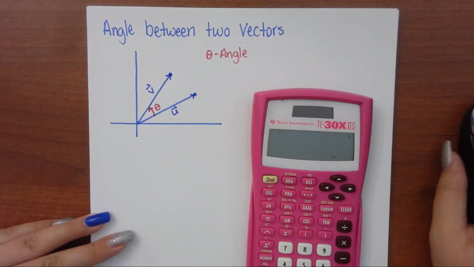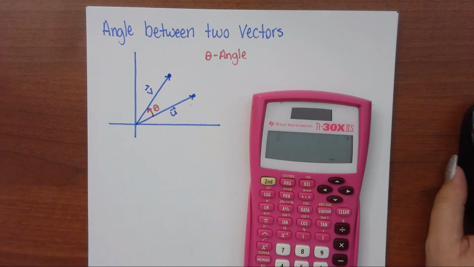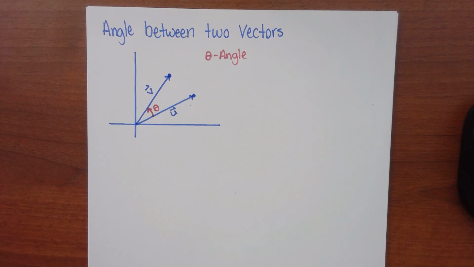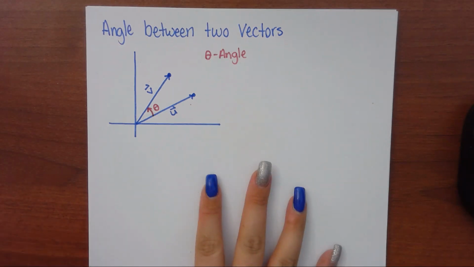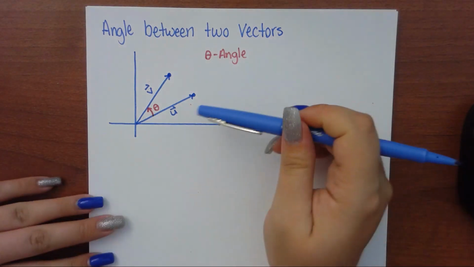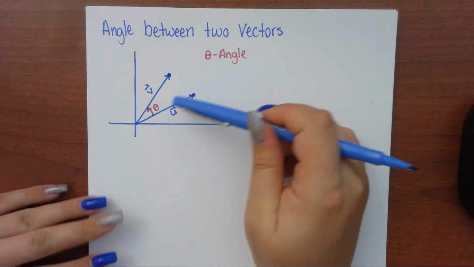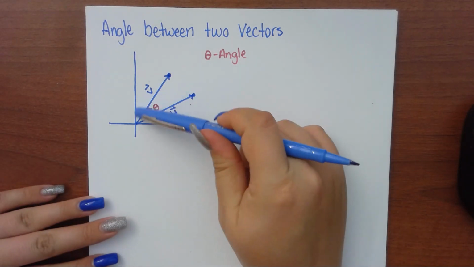So we're going to talk about the angle between two vectors. In order to do that, we need a calculator, so please make sure you have one available. Make sure your calculator is also in degree mode. This is for when you have two vectors that you are analyzing, and there is an angle that is always in between those two vectors.